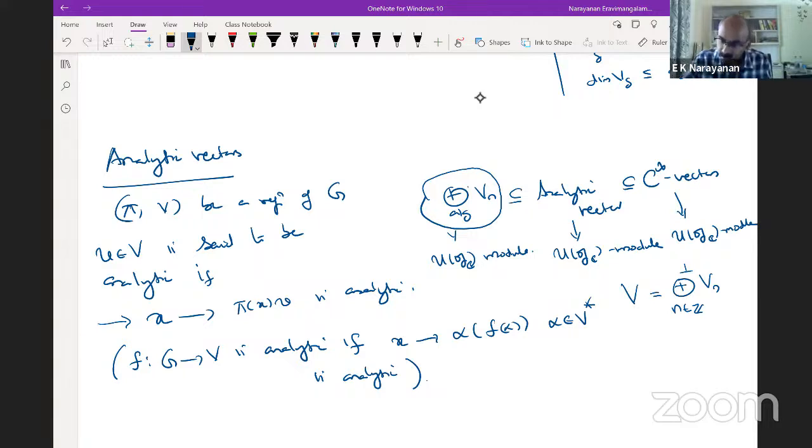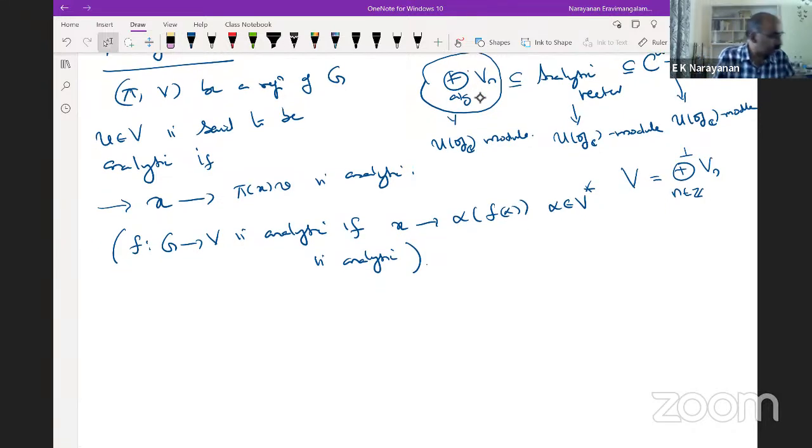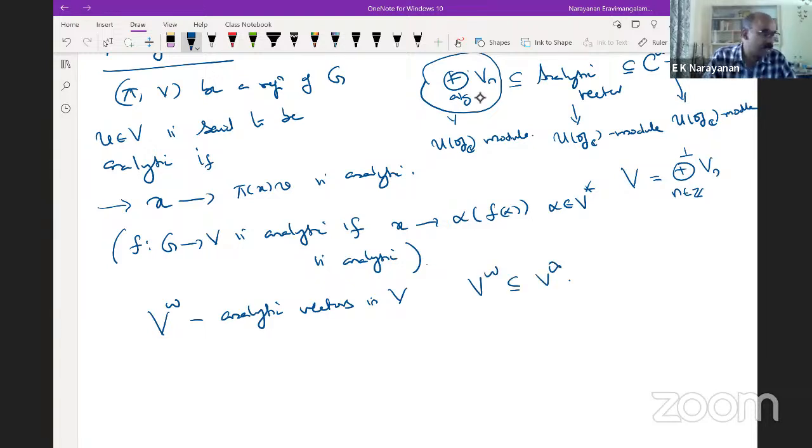I'll stop with just some more definitions perhaps. V omega is the notation for analytic vectors in V. Of course, V omega is sitting inside V infinity, that we know.